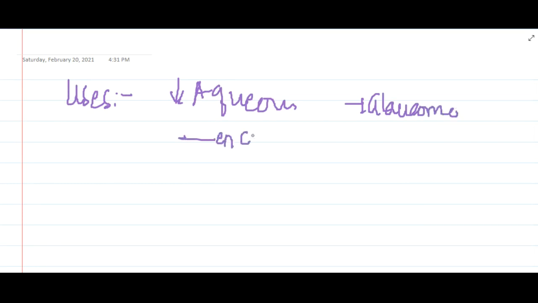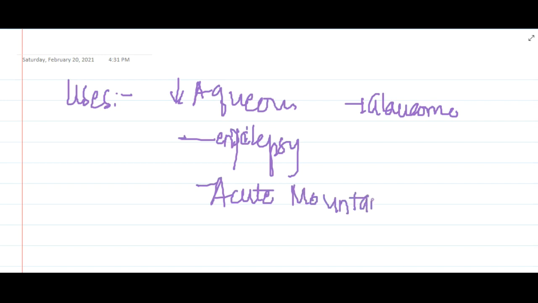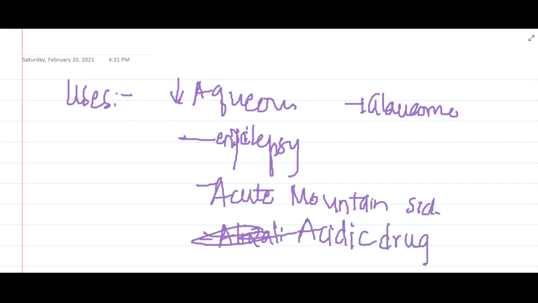Then if you see the uses of these carbonic anhydrase inhibitors, they will decrease the aqueous humor. So as a result, they can be used in glaucoma. They will decrease the seizure threshold, so they can also be used in epilepsy, and in acute mountain sickness. To counteract acute mountain sickness, we can use them because they cause alkalinization of urine. This alkalinization of urine can be exploited in acidic drug poisoning. So these are the uses of carbonic anhydrase inhibitors.